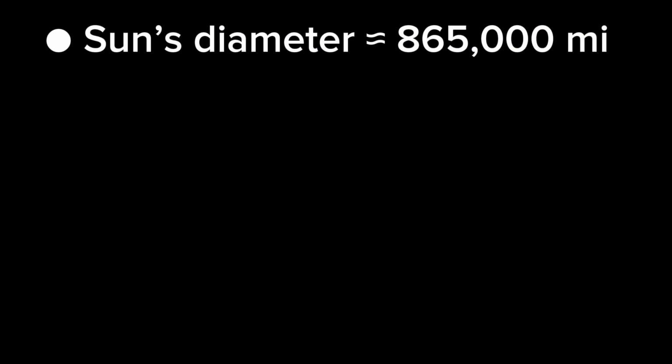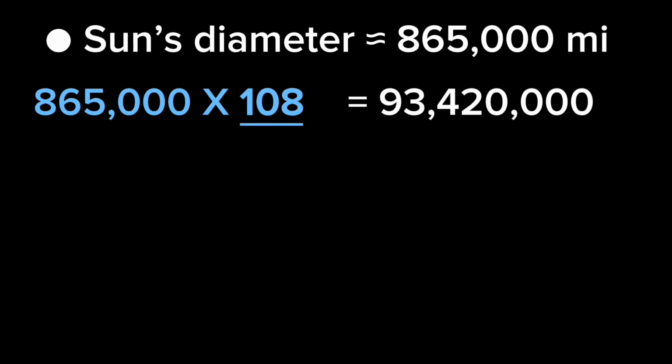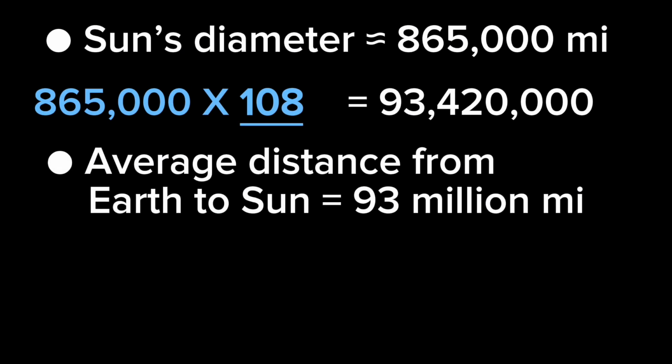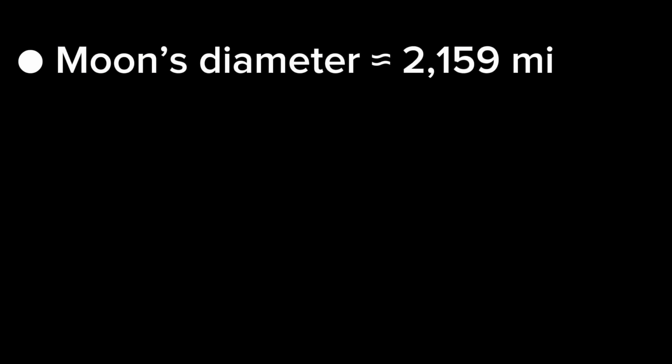Now if we look at the Sun's diameter, which is about 865,000 miles, and we multiply this by 108, we get 93,420,000. The average distance from the Earth to the Sun is 93 million miles. This gives us a difference of 0.5%. However, we do have to take these numbers with a grain of salt as the sun's diameter changes due to its solar activity, and it also depends on how you measure it since the sun does not have a solid edge to it.